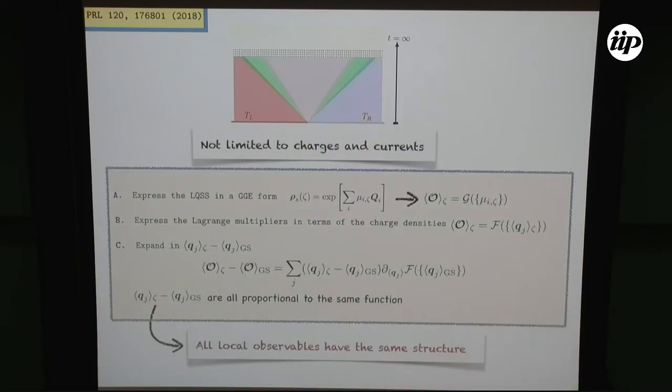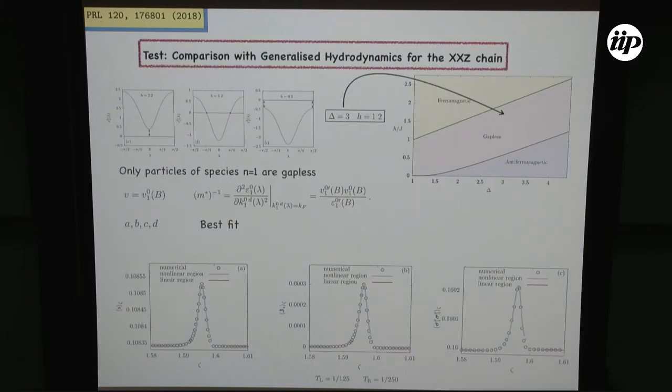So I will just tell you the result of this reasoning. If this holds for all the charges and currents, it will hold for any observable, for the profile of any observable. You will again find that the profile of any observable will be proportional to the same function d around these transition points. But let's see some examples so we understand better.